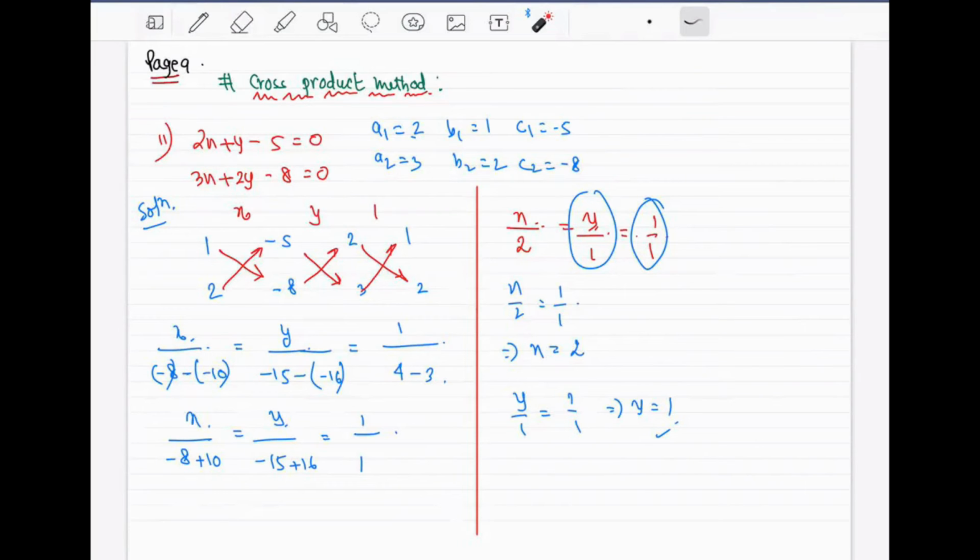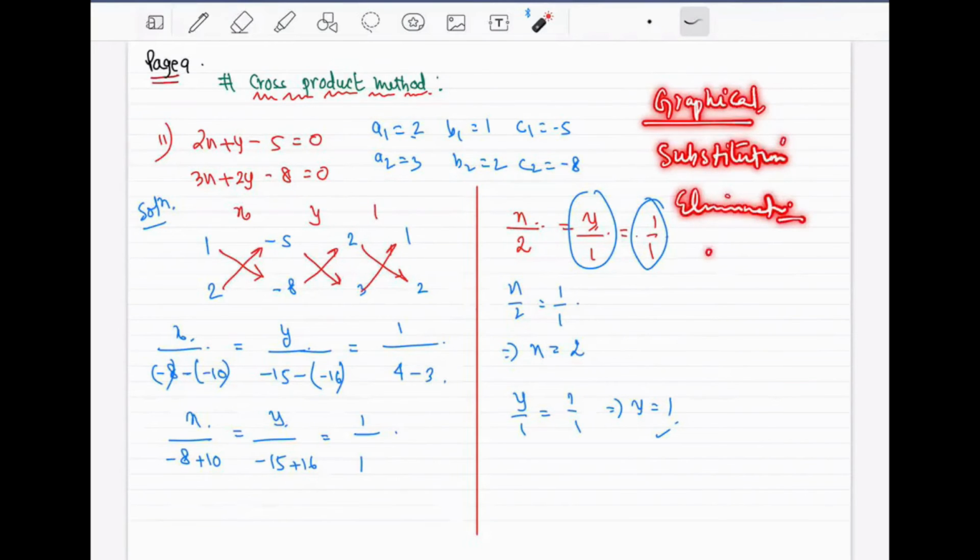So out of the four methods that we have learned, the graphical method, right? Then we have learned substitution, elimination, and finally cross product. If you want to find out the value of x and y in a hurry, and you don't want to write the equations one by one, in that case the cross product method is very convenient.